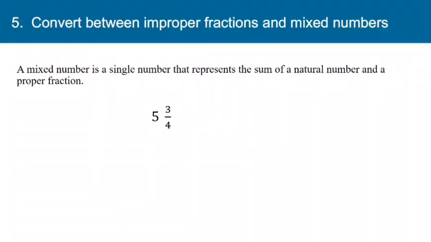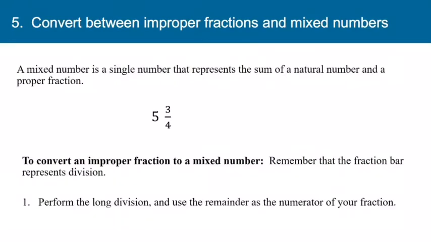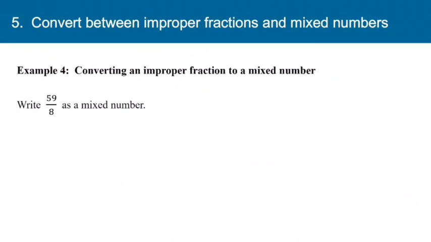Now first, let's talk about how to convert an improper fraction into this mixed number form. So to convert an improper fraction to a mixed number, you just have to remember that the fraction bar represents division. So you're going to perform the long division and use the remainder as the numerator of your new proper fraction. And the denominator will always stay the same. So here's an example for you. We want to write 59/8 as a mixed number.